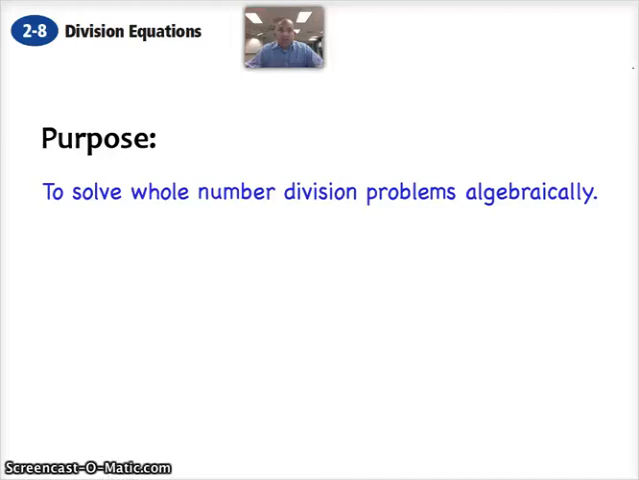Hi class, today's lesson is lesson 2-8, division equations. It's the last lesson of the unit. Let's take a look at this purpose. It's to solve whole number division problems algebraically. We've dealt with problems that were addition, subtraction, multiplication, and finally we're dealing with this fourth operation, division. I think you'll find this rather easy to do as well.